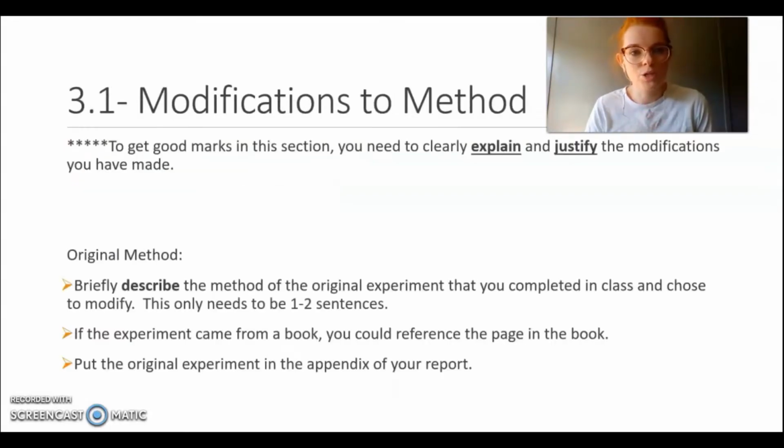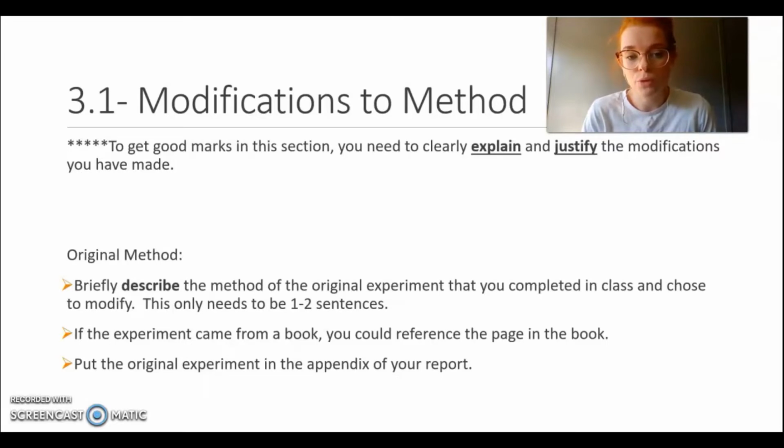So for modifications to your method, for good marks, you need to really clearly explain and justify the method modifications that you've made. The first part of 3.1 is you need to briefly describe the method of the original experiment that you completed in class and chose to modify. This only needs to be 1 to 2 sentences. You should be concise but also specific. If the experiment came from a book, you would reference it in this section.